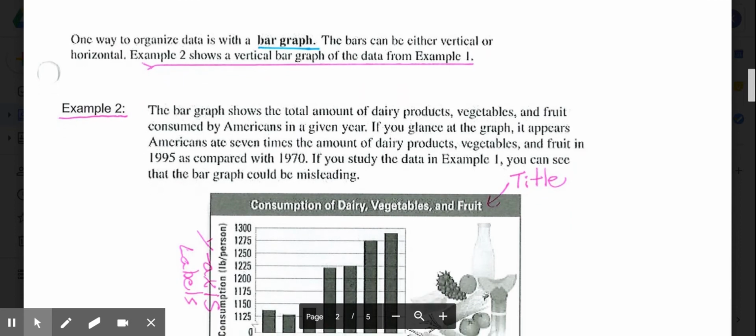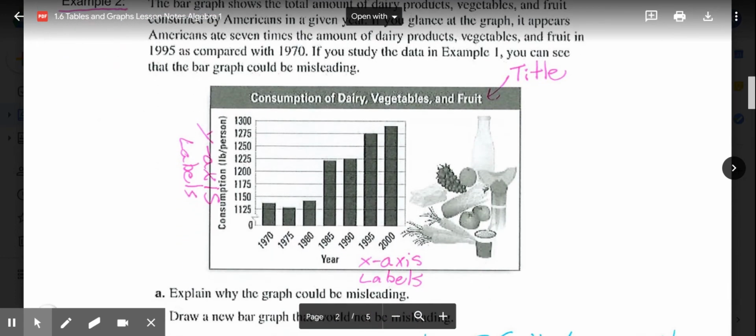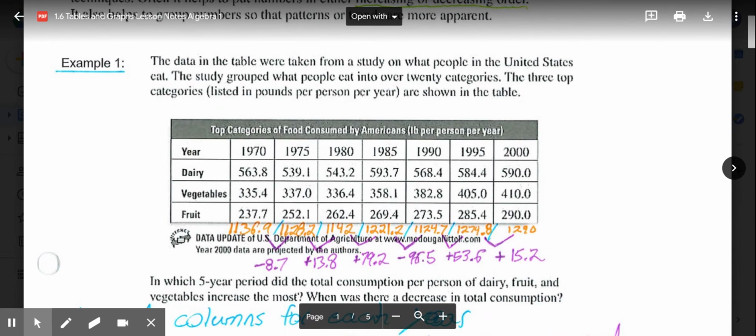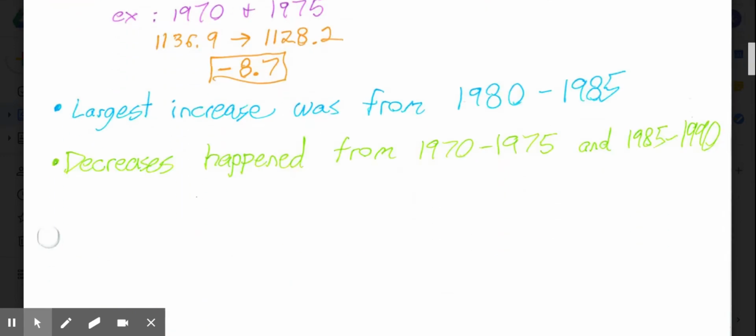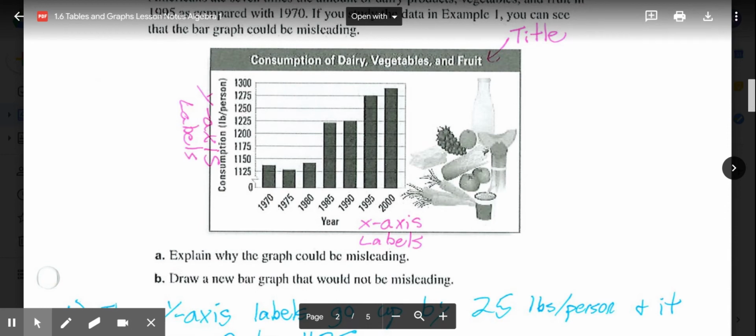Now, another way we can organize data is a bar graph. Bar graphs can be vertical or horizontal. Example 2 down below shows a vertical bar graph for the data from example 1. So in this case, if we look down at this bar graph, this is the same data from this table with the totals. Now this bar graph shows the total consumption.